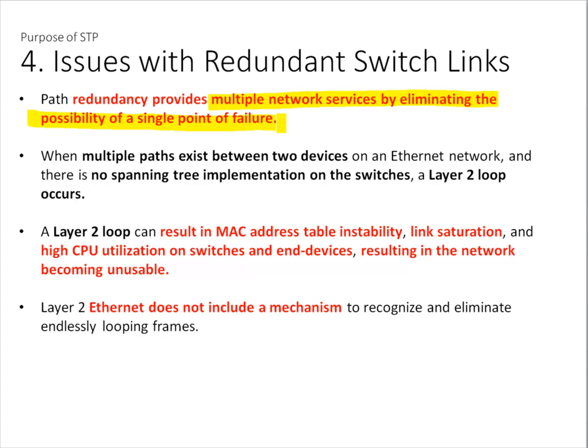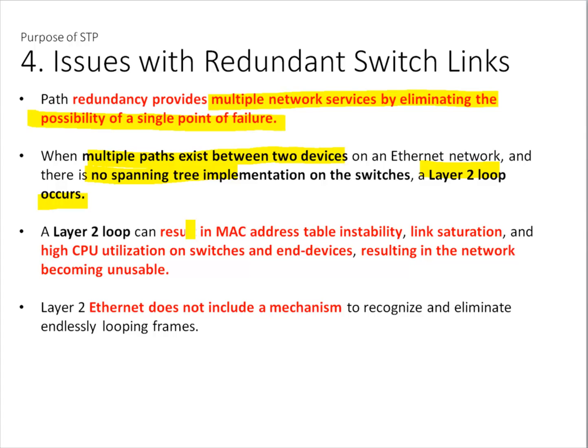Then multiple paths exist between the 2 devices. If the spanning tree protocol is not implemented, automatically there will be a layer 2 loop. So the loop will occur. Then a layer 2 loop can result in a lot of issues, which I already told you.